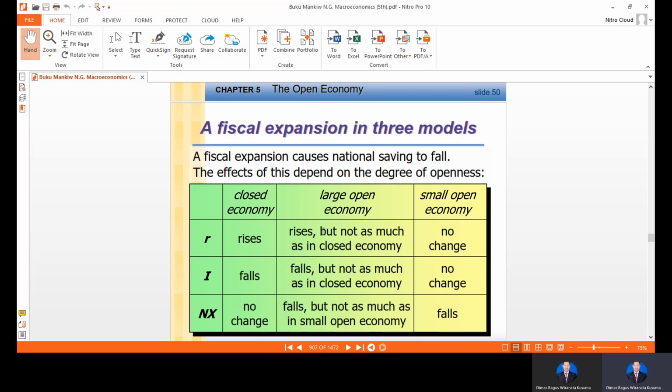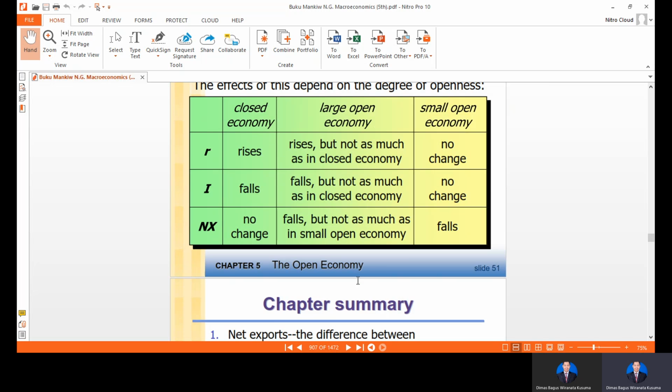And in the small open economy, the fiscal expansion only affects the net exports, not the investment and not the interest rate. But in the closed economy, the fiscal expansion affects only R and investment. But the large open economy is in between, because they are kingmakers.